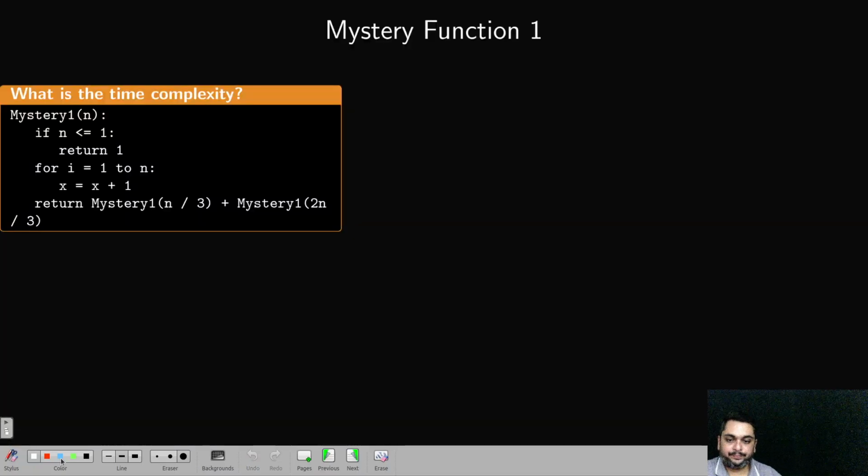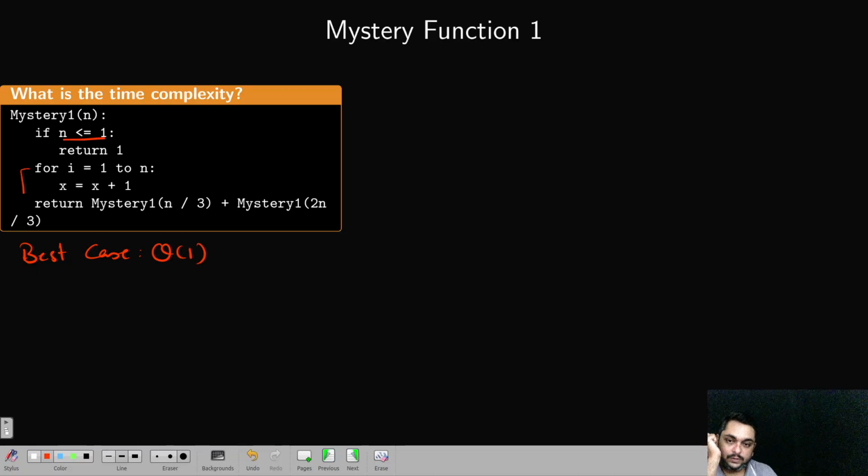Next. Here there is a function mystery 1. If n is less than or equal to 1, return 1. So this is the best case. Best case is theta of 1. So if n is less than or equal to 1, that's done.